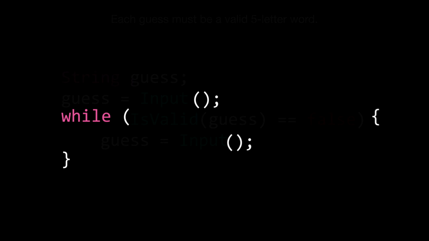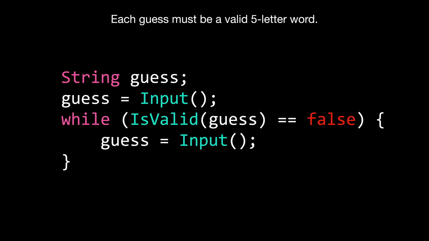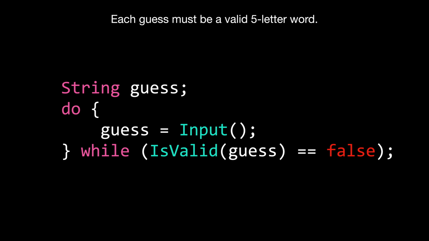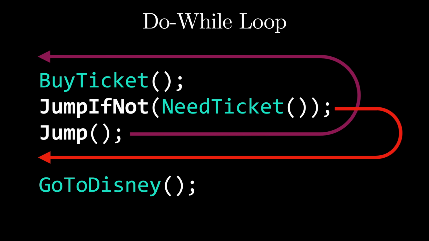Let's apply the while loop to our game by replacing the if statement. Here, we notice the same set function. To improve readability, we can use the do keyword in the beginning, creating a do while loop. The code inside runs at least once, then repeats until the condition is false. This is how it works using jump functions.